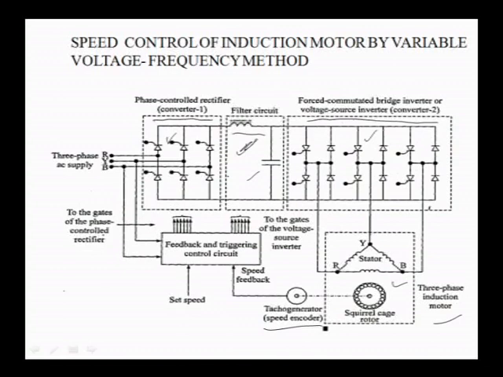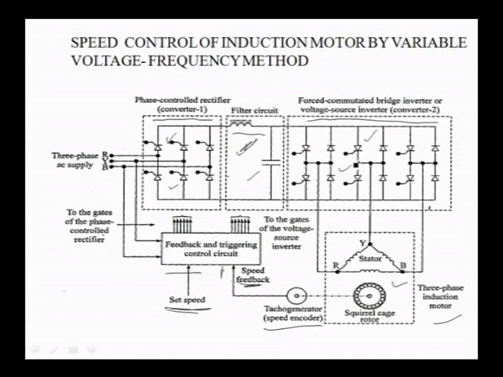The important one is the feedback and triggering control circuit. This is a feedback signal, and we set some desired speed. This is the speed feedback signal. We compare them. If there is an error, we will change the firing angles to the converter, the rectifier and the inverter, so that we will get the desired speed. So, this is how the system works.